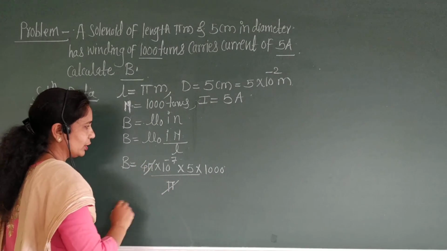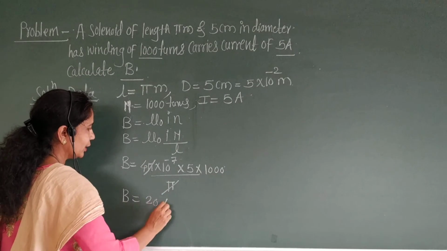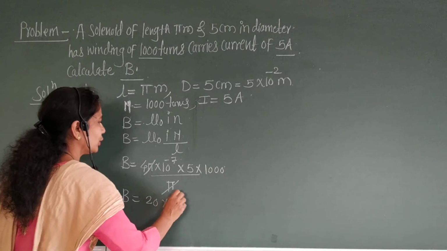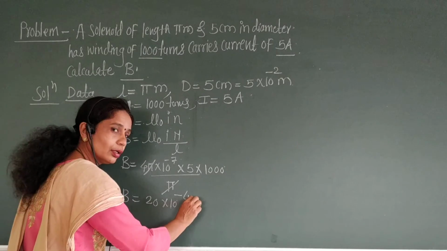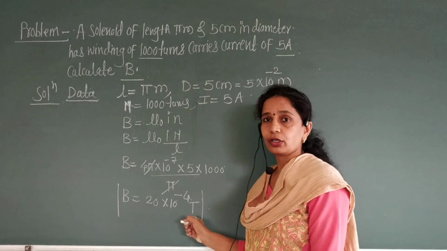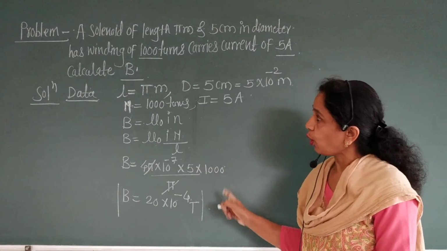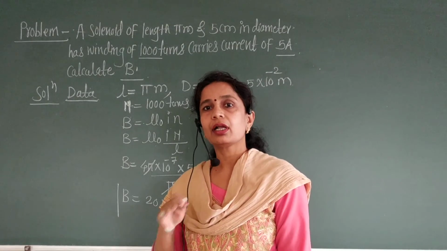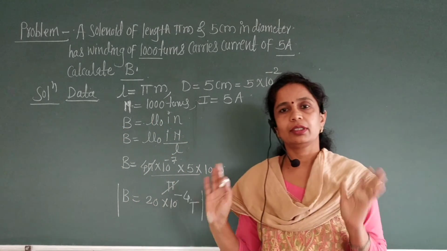Pi gets cancelled with this pi. B is equal to 4 into 5 is 20 into 10 raised to minus 7, this is 10 raised to 3, therefore 10 raised to minus 4. The SI unit of B is Tesla or Weber per meter square. This is the value of the magnetic field at its center along the axis of the solenoid. Okay, with this let us stop here.